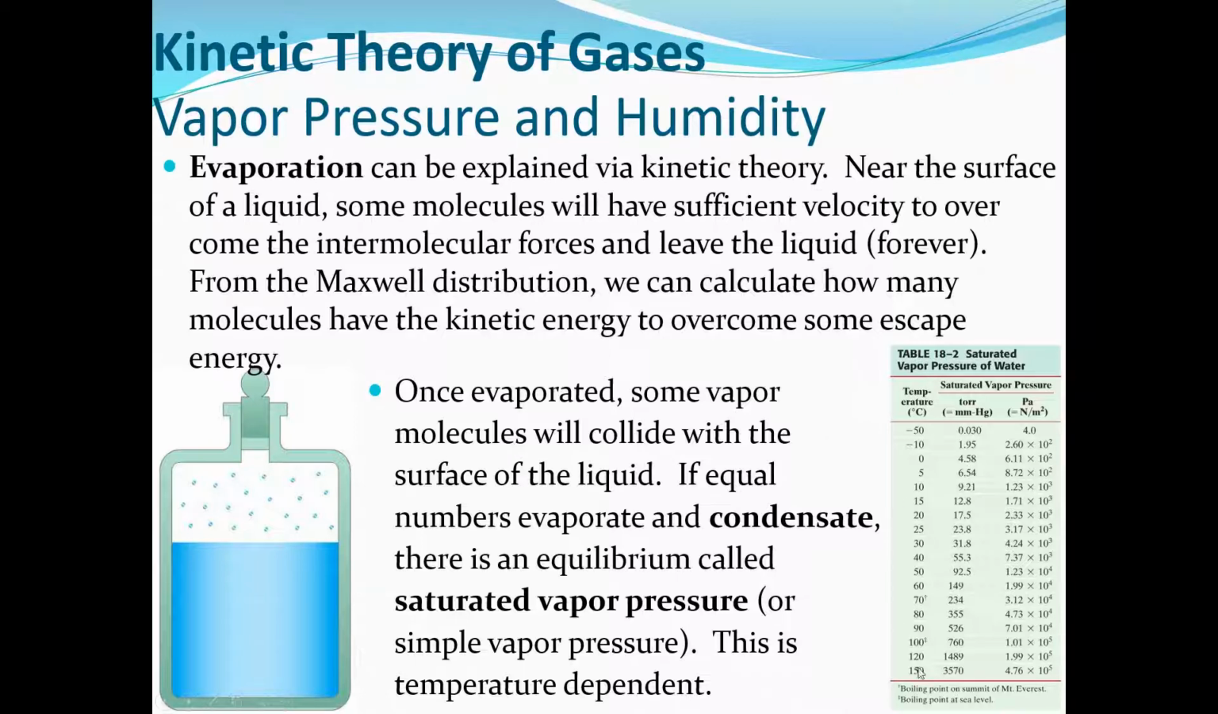Now, over here is a list of the saturated vapor pressure related to temperature. So, for example, if we have a temperature of 20 degrees Celsius, that means we can only have a saturated vapor pressure of water of 17.5 torr.